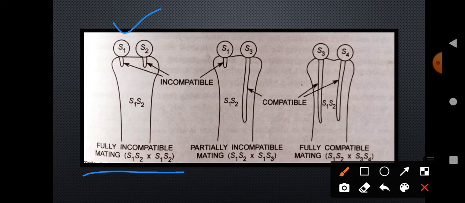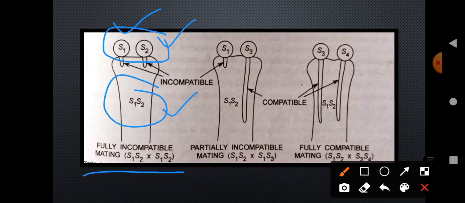So what does it want to tell us? Here you can see these are the pollens, and the genotype of the first pollen is S1 and the other pollen is S2. And the genotype of the carpel is S1 and S2. So it clearly tells us that the pollens and the carpel belong to the same plant, because the genotype of both is the same. These pollens are produced on the same plant on which this flower is present. So it means self-pollination has occurred.